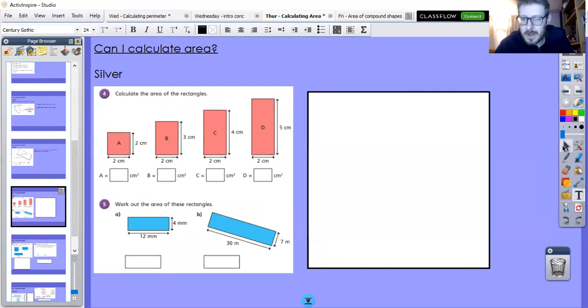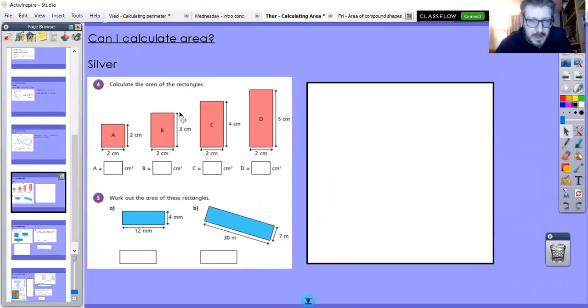Okay, time for you to have a go now. So I've got some questions here where you need to find the area of these shapes. So pause the video now and have a go at these.